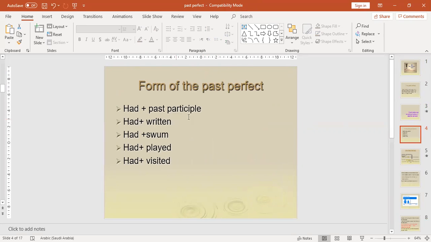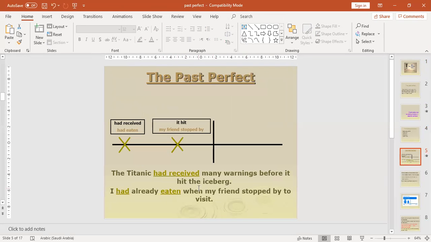And here are examples: had and past participle, had written, had swum, had played, had visited. Here's a diagram. You see, had received first and it hit next. See the example, the Titanic, the big ship which sank on its first voyage on the sea. You know her. The Titanic had received many warnings before it hit the iceberg. First, it received warnings, but they did not care, so it hit the iceberg after it had received the warnings.